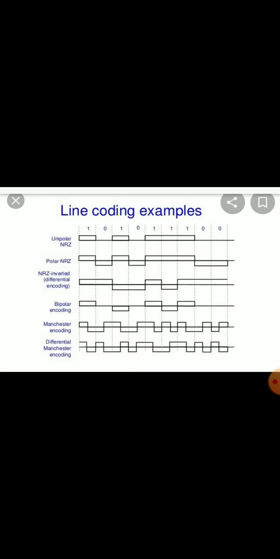Power density is favorable for us. The timing content is also adequate. Long strings of ones and zeros are also avoided to maintain transparency. These are the properties of line coding.